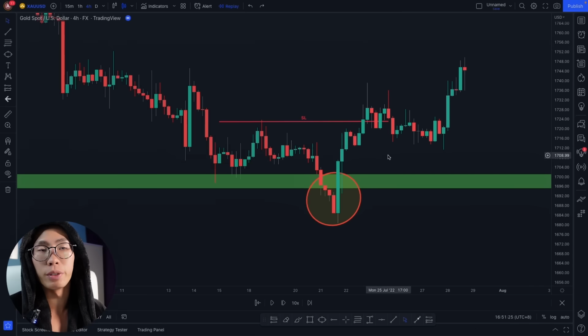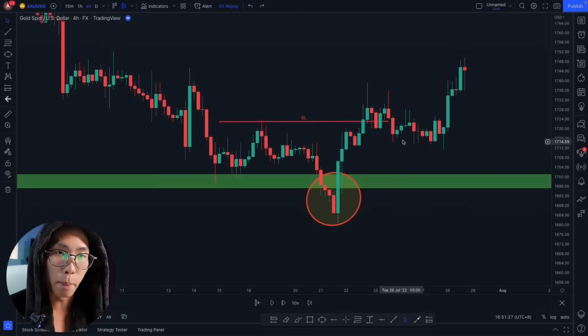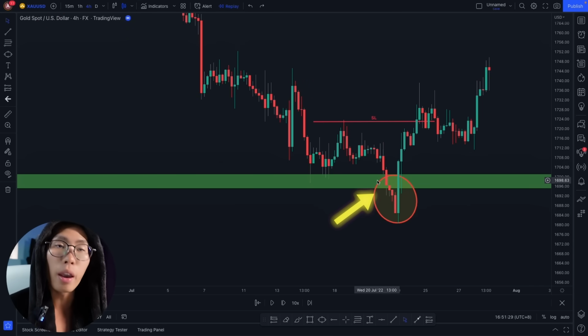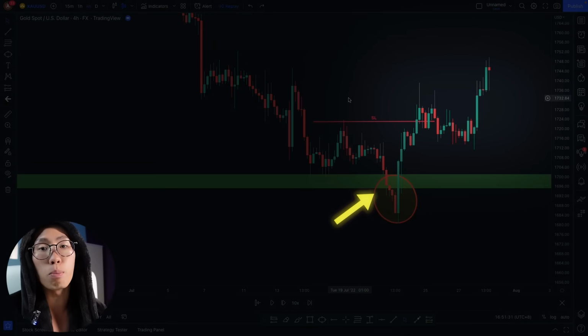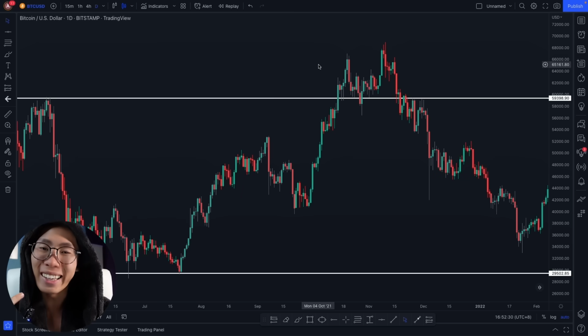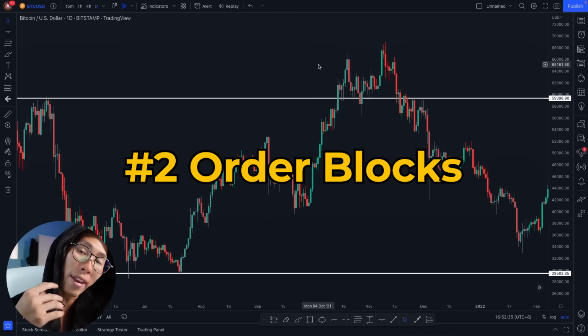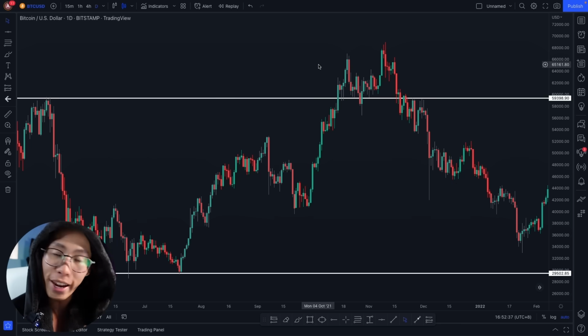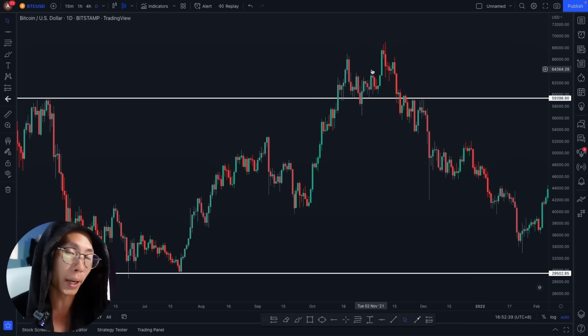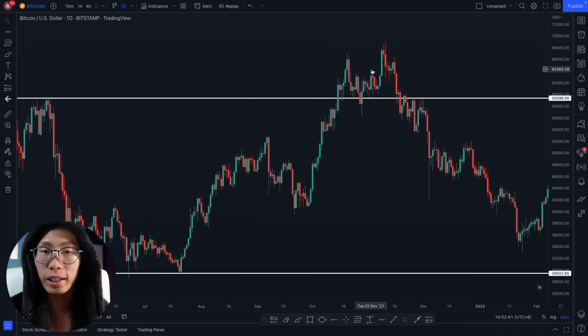So we can take advantage of this by entering for a buy position somewhere right around here and make money as price goes to the moon. The second method to find a key area of interest is by using order blocks. An order block is basically an area where the smart money and big banks like to enter and exit.